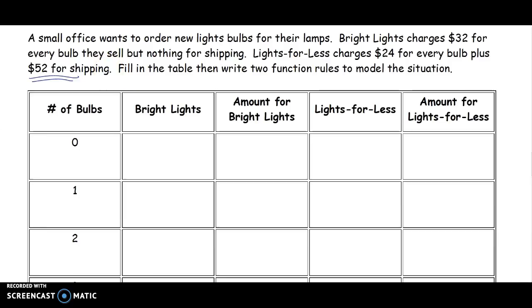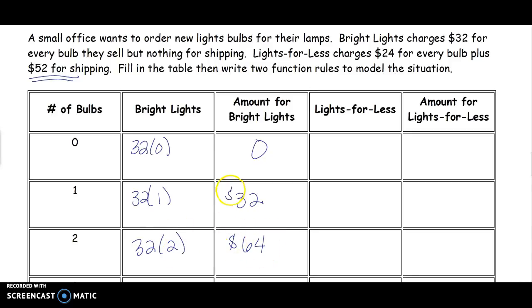Okay, so if we were to order 0 for Bright Lights, okay, Bright Lights, remember, is $32 per bulb, but there's no shipping, so it's plus nothing, right? We don't need anything else. So really, if you don't buy anything, you don't pay anything. If we bought 1, we would pay $32. If we bought 2, we would pay $64.